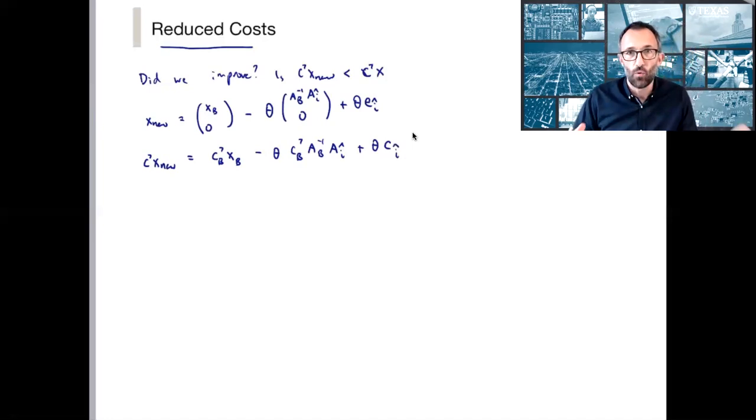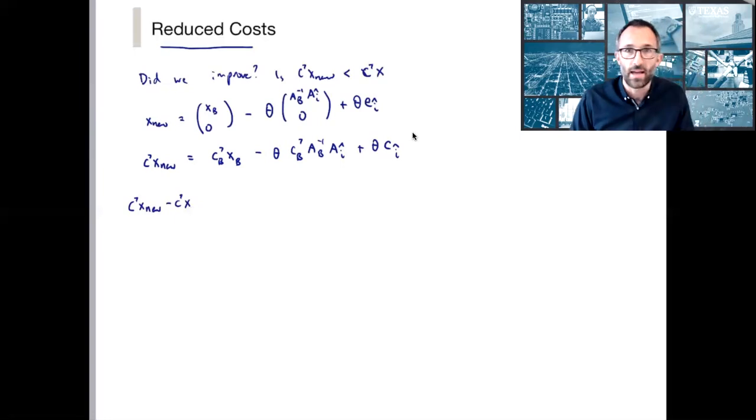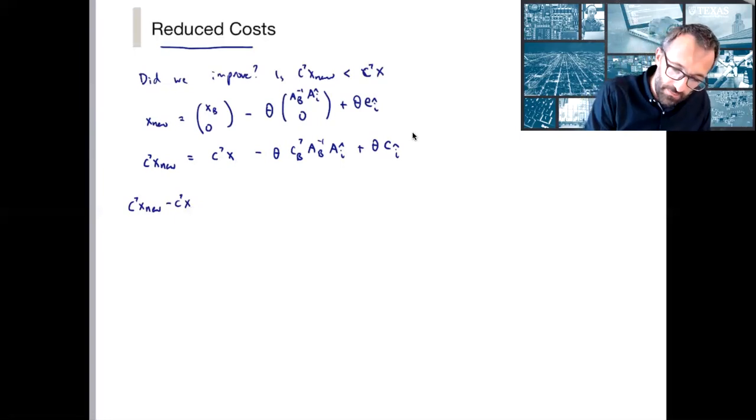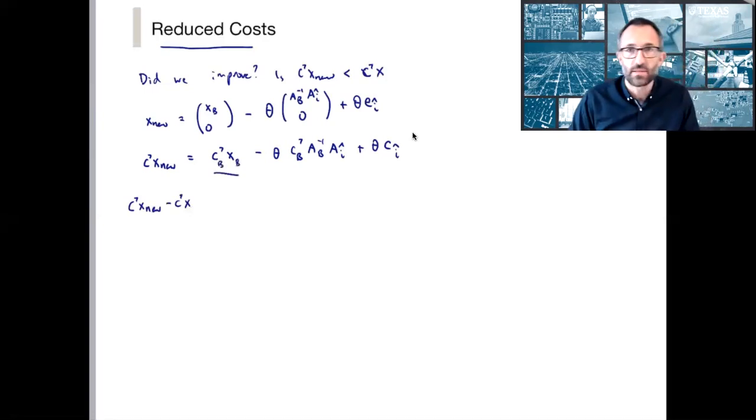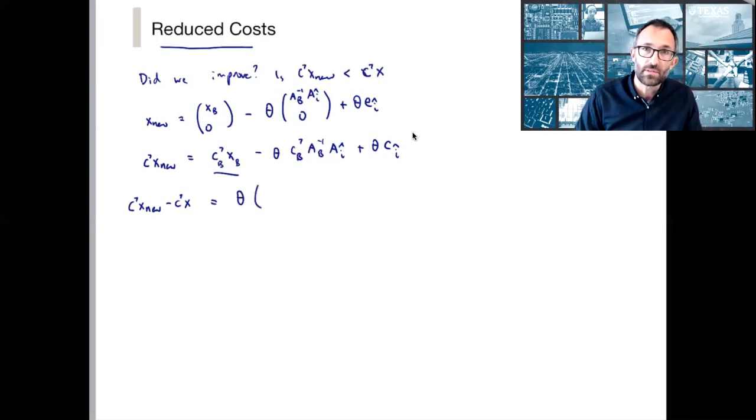And if I now ask, what is the difference? Let's look at the difference between c x new minus c x old, my improvement. I never called it old, so let me not start now. Just call it x as x old. This value here is c x old, so I'm just subtracting that, moving that to the left side. So this is equal to theta times the per unit increase. You can think of it as a decrease.